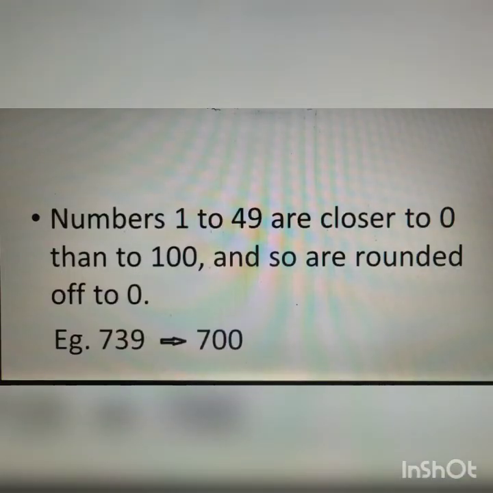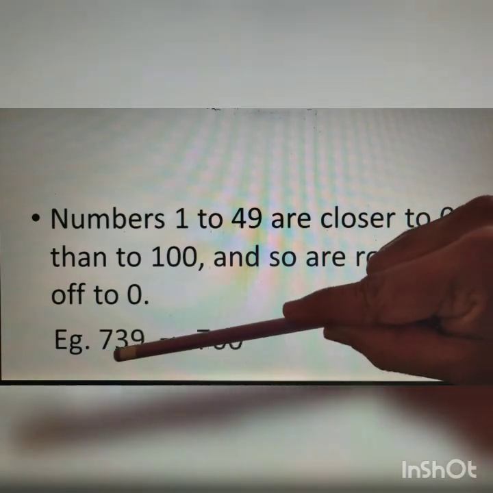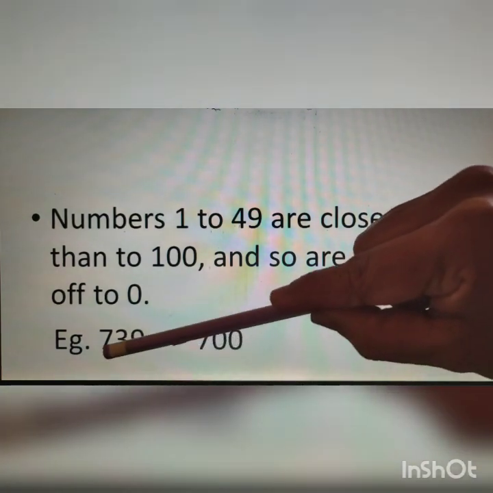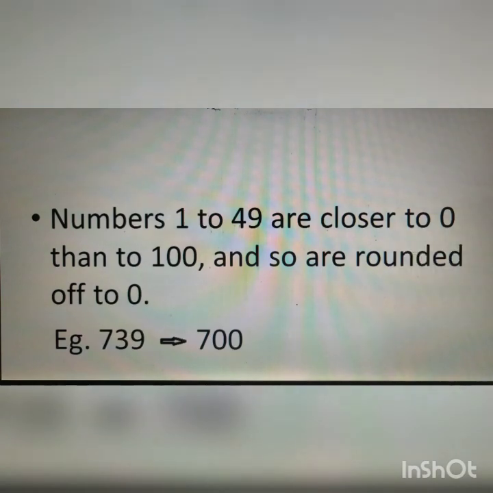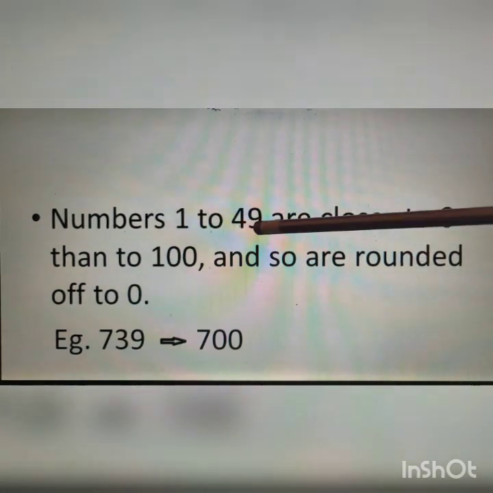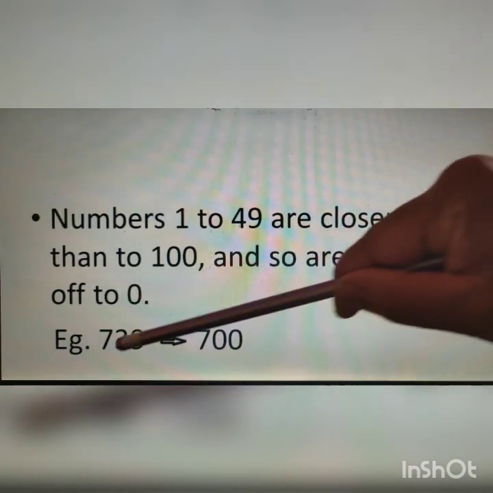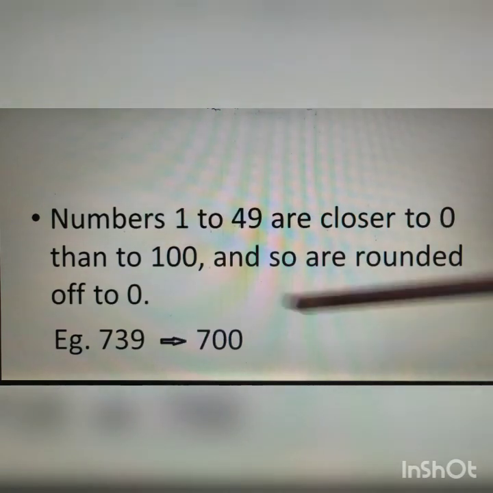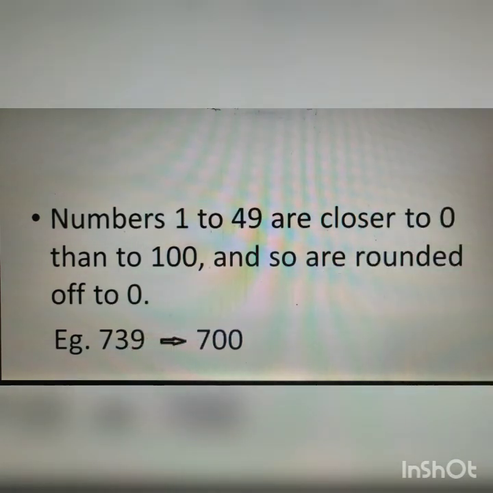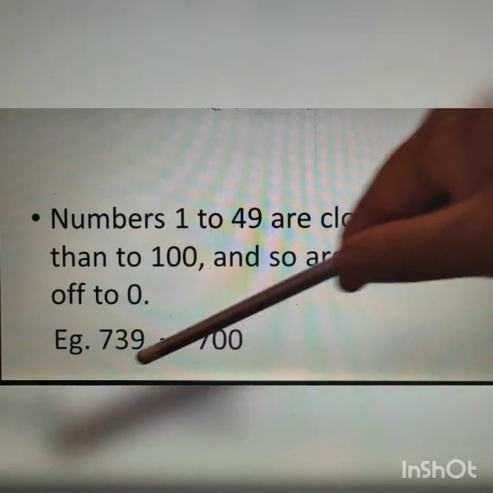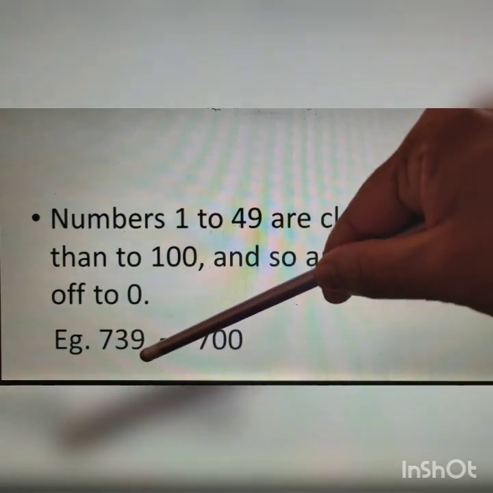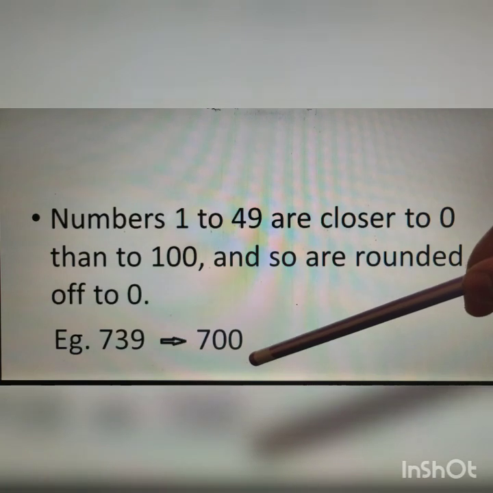While rounding off to the nearest 100, check the last two digits, that is from the tens place. If the given digits are between 1 and 49, they are closer to 0, so we will round it off to 0. Example: 739. 39 is closer to 0 than 100, so we will round it to 0. Therefore 739 will be rounded off to 700.